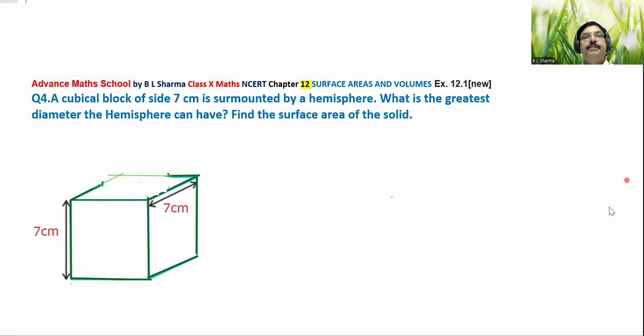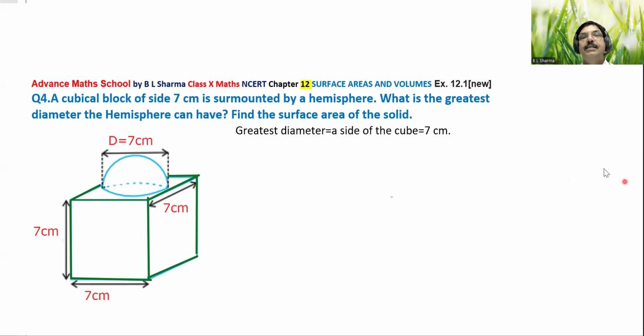ये 7 centimeter, that is 7 centimeter, this is 7 centimeter. ये hemisphere है. इसके ऊपर अगर रखते हैं तो इसका जो greatest diameter होगा वो इस side के equal होगा. Diameter of this hemisphere is equal to this side, and this side is 7 centimeter, means will be equal to the side of the cube. So that is 7 centimeter. Greatest diameter is equal to a side of a cube, that is 7 centimeter.